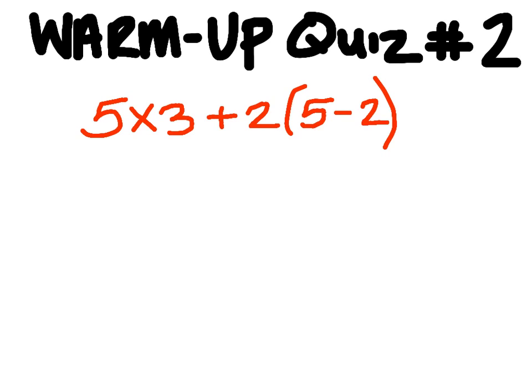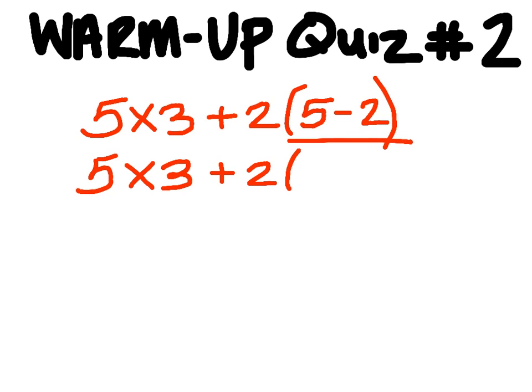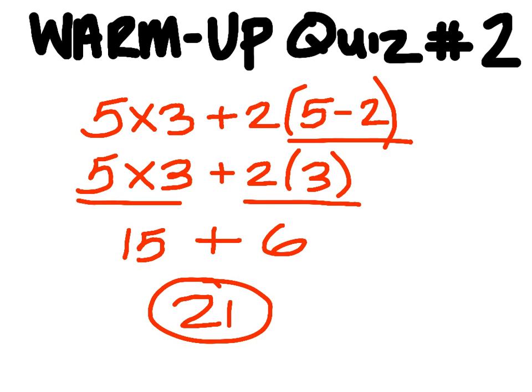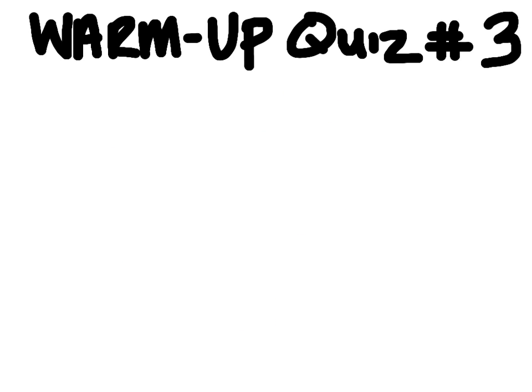The solution: you have to go to the parentheses first. 5 minus 2 is going to be 3. And then back to the parentheses first. But technically, you could do this and then this. 5 times 3 is 15. 2 times 3 is 6. Add them together to get 21. Number 3.